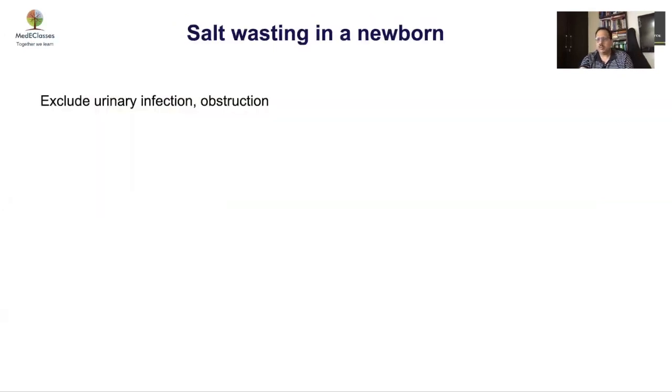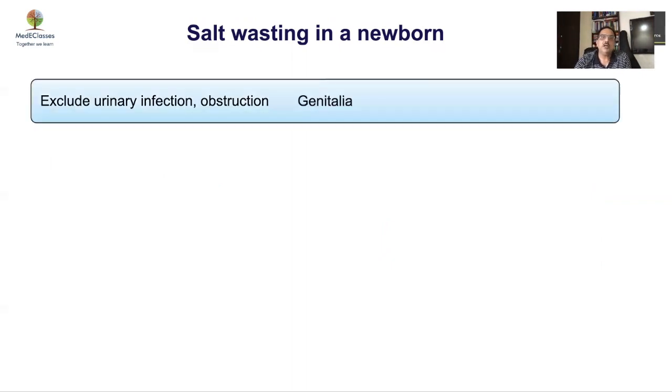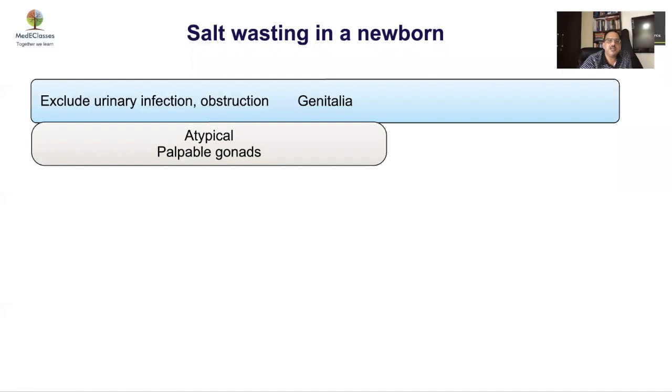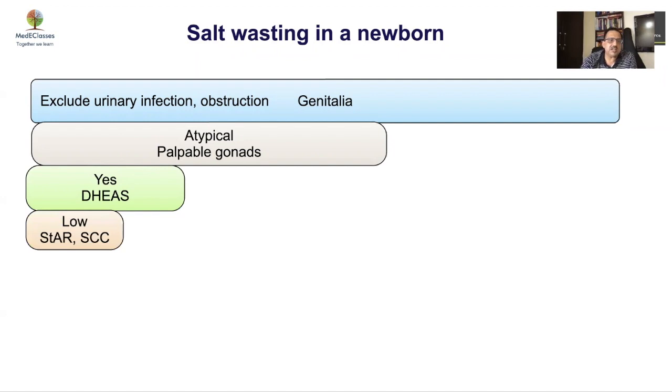Now, most commonly, from an endocrine perspective, you will be faced with a newborn who comes to you with salt wasting. And this approach is going to be very, very helpful. The first step here is to exclude a urinary infection and obstruction, because that can cause a transient pseudohypoaldosteronism picture. Look at the genitalia. If the genitalia are atypical, look at palpable gonads. If palpable gonads are there, you are talking about an XY DSD. Look at the 17-OHP level. If it's low, it's StAR or SCC. If it's high, it's 3-beta HSD.